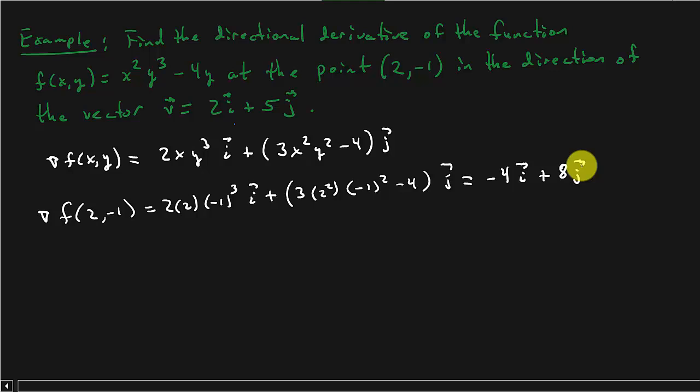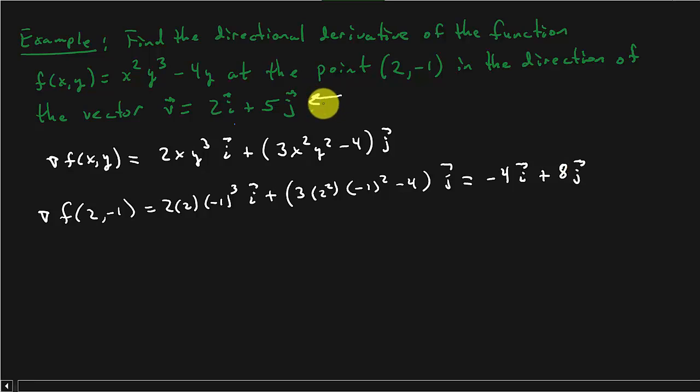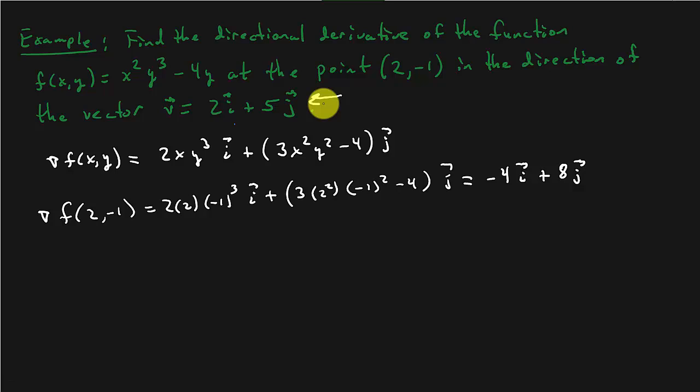All right. Okay, so we've got the gradient of f evaluated at (2, -1). So what do I need now? I need the unit vector. So here's our vector v. That is not a unit vector. Remember, a unit vector, when you take the magnitude of it, you get 1. But do you remember how to find the unit vector?